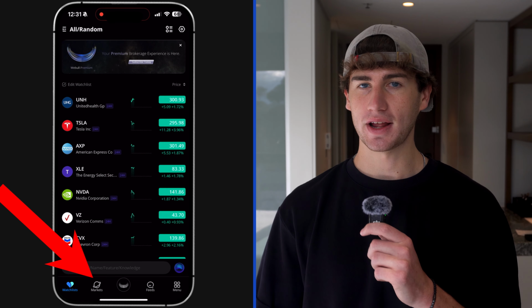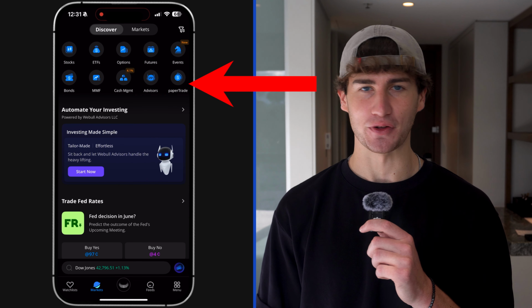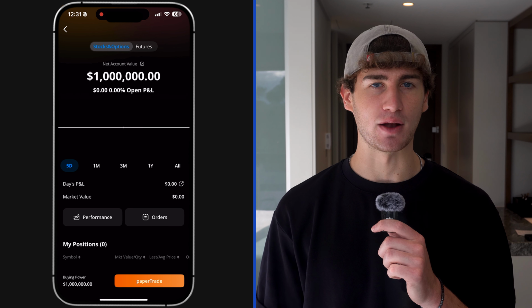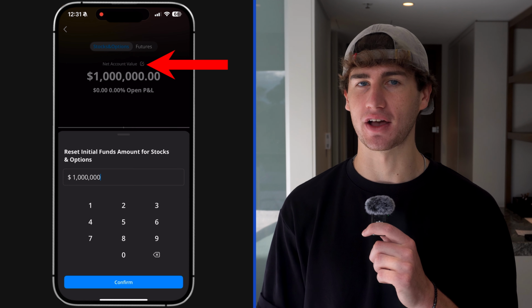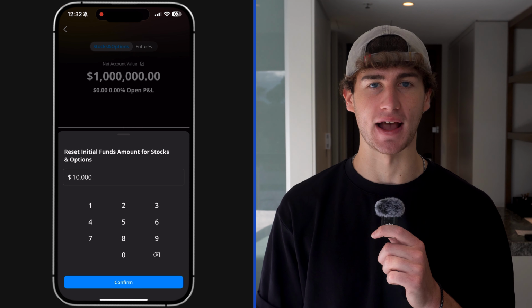To start, hit the market tab, then paper trade near the top. By default, your account is set at $1 million, but you can fully customize this by starting with as little as $1 or as much as $100 million. It's completely up to you.